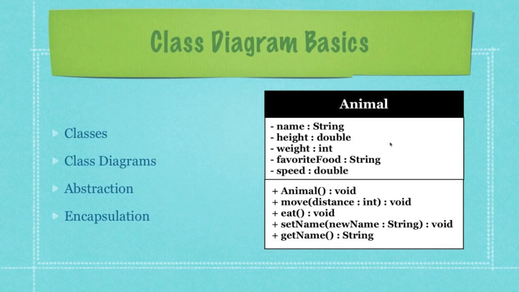However, we do know that every animal that we define more than likely is going to have a name, height, weight, more than likely favorite food, speed, and should be able to eat and move and do other things like we have diagrammed right here on our screen.